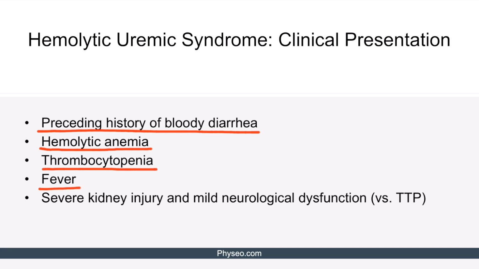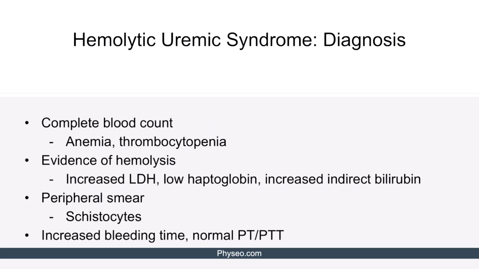Compared to TTP, HUS typically has severe kidney injury but mild neurological dysfunction. As you can see, the diagnostic findings of hemolytic uremic syndrome are identical to those of thrombotic thrombocytopenic purpura. A complete blood count will reveal anemia and thrombocytopenia. Hemolysis will be evidenced by increased lactate dehydrogenase, LDH, low haptoglobin, and increased indirect bilirubin. Additionally, a peripheral smear will show schistocytes. Finally, bleeding time will be increased while PT and PTT will be normal.